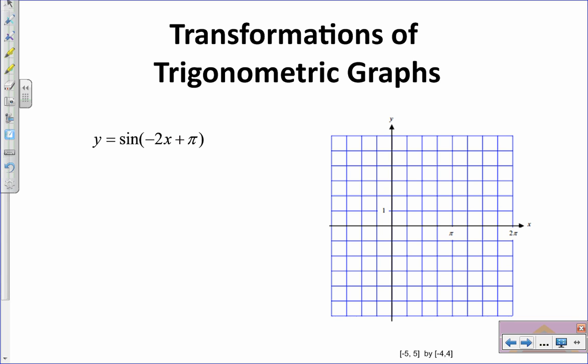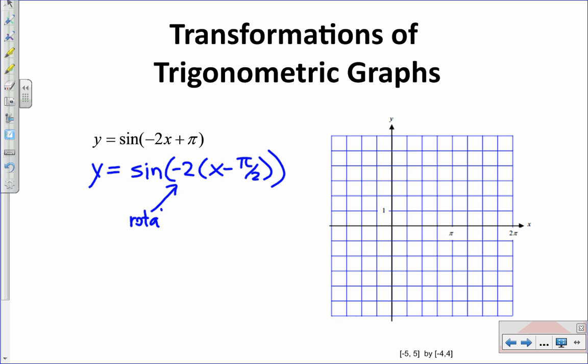Okay, y equals sine. Let's rewrite it so that we can better identify that horizontal shift. So I'm going to factor out a negative 2, divide it out. So I'll get x minus, dividing out 2, pi half. Okay? There is no change on the y coordinates, just the x coordinates. So now I know I'm going to reflect around the y-axis. And this tells me then the 2 will be a horizontal change of 1/2. So it's a factor of 1/2.